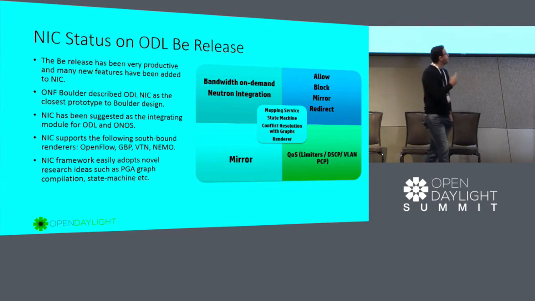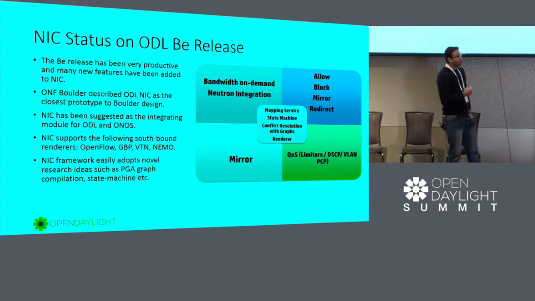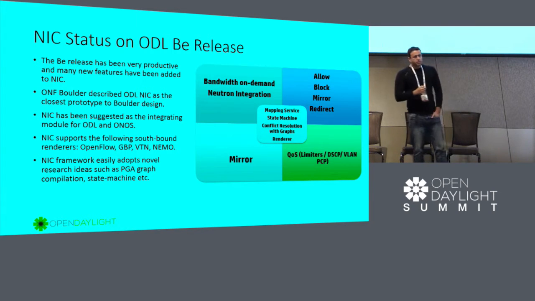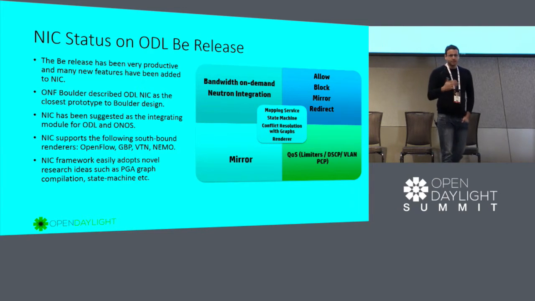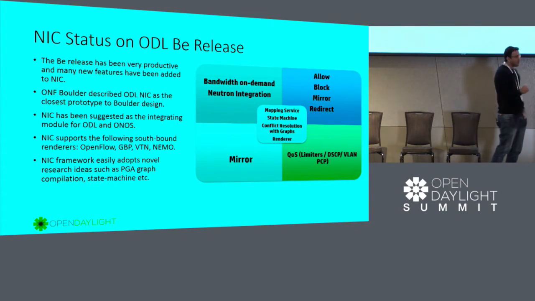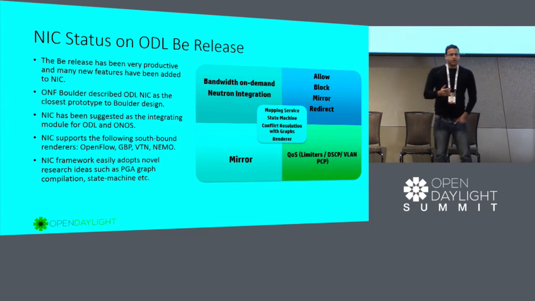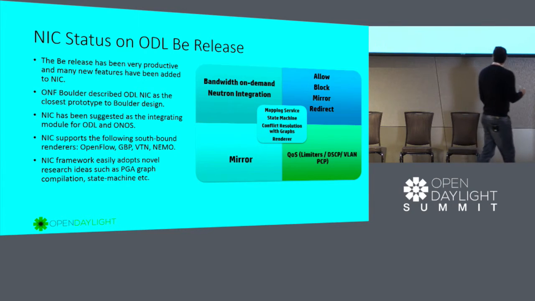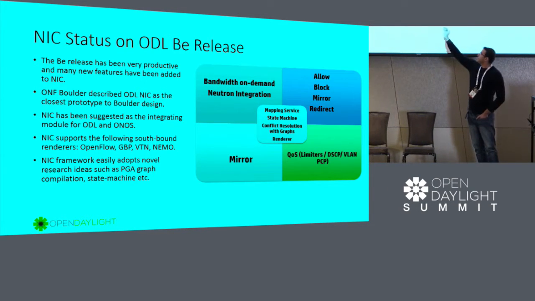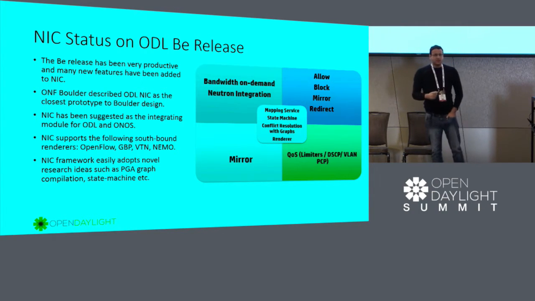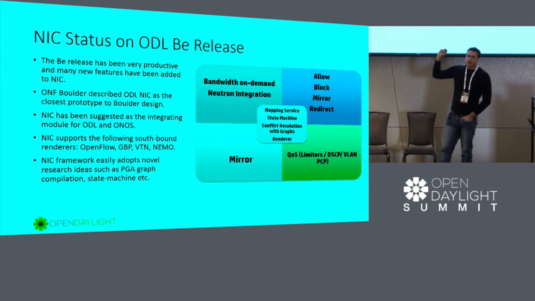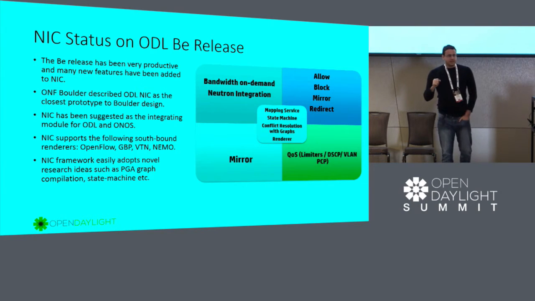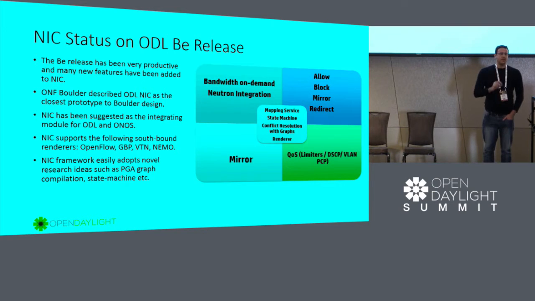We also have conflict resolution using the graph on the NIC project. Another feature allows communication between given devices to be blocked, mirrored, or given a head direct action. Another one is QoS using the DSCP field, where we can do QoS for any groups of given devices just using intent. The NIC project has also been suggested as the integrating model for ODL and ONOS. The Open Network Foundation Boulder project has described the NIC project as the closest prototype for this. All of this was in the Beryllium release.